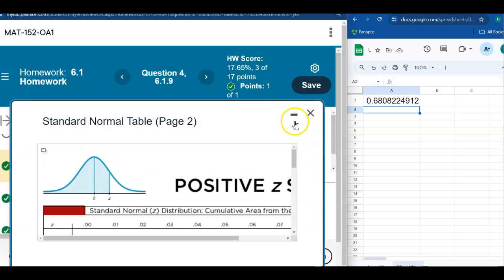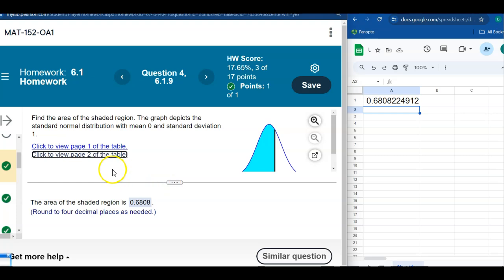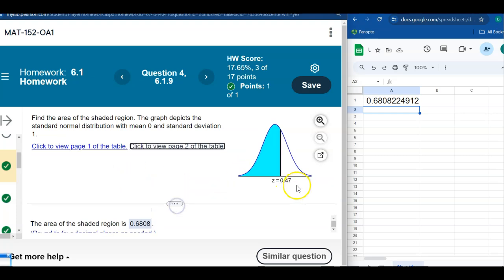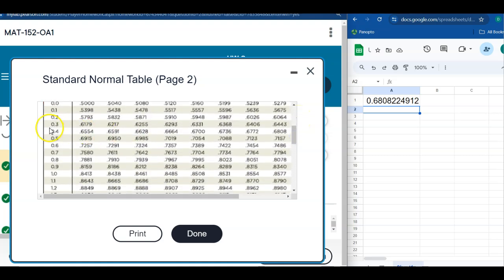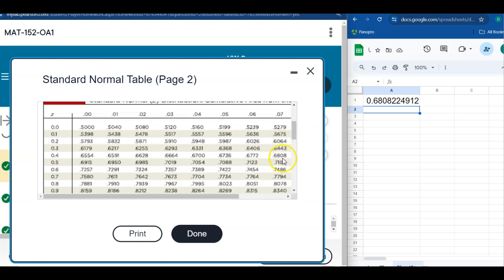And I'm looking for this in 2 pieces, so 0.4 along the left side and 7 up on the top, or 0.7 on the top. So there's 0.7. So if I scroll down until I see 0.4 where it meets this number, there's 0.6808. So where those two meet, the 7 and the 0.4, that is the probability that you are below 0.47.